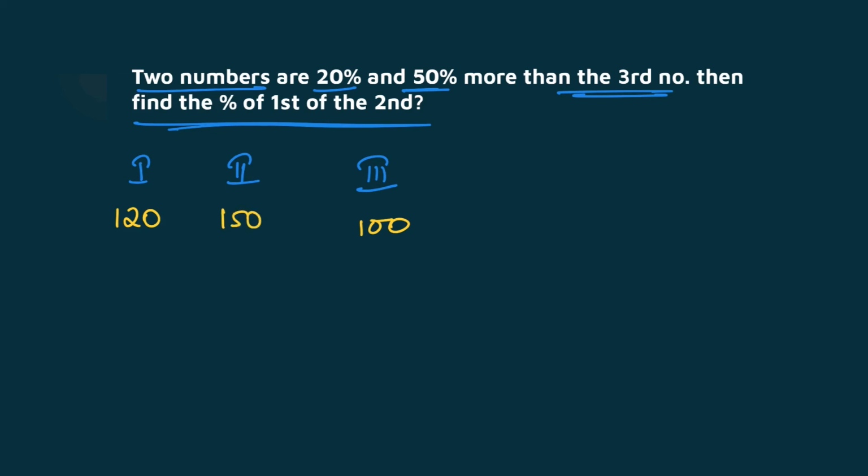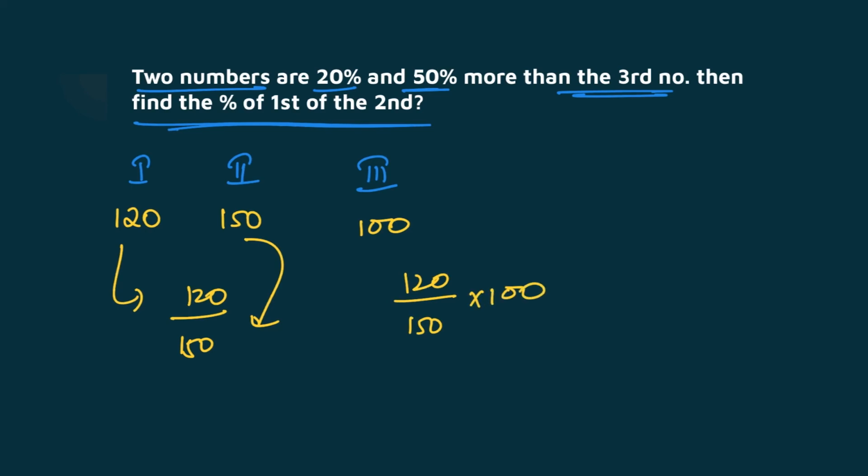So we have to find out the percentage of the first of the second. First is 120 of the second, so second is 150. So 120 by 150 into 100. Here zeros get cancelled. 5 2s are 10 and 5 3s are 15. 3 1s are 3, 3 4s are 12 and 1 zero. 40 into 2 is equals to 80%.